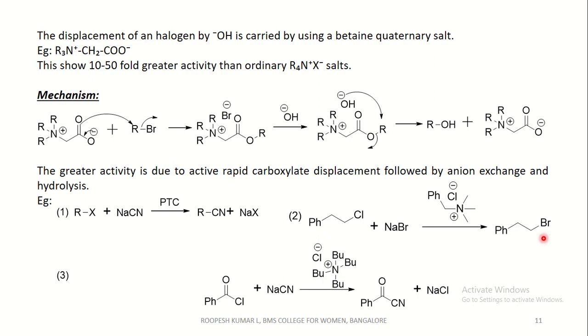Coming to the next example, you can see benzoyl chloride reacts with sodium cyanide in the presence of a PTC, which is tetra N-butyl ammonium chloride. We get the corresponding benzoyl cyanide. Whereas without PTC, we get an adduct, which is the formation of an ester here.